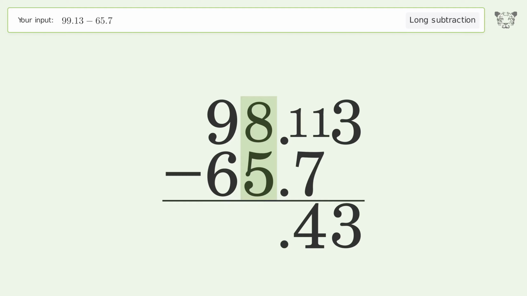8 minus 5 equals 3. 9 minus 6 equals 3. And so the final result is 33.43.